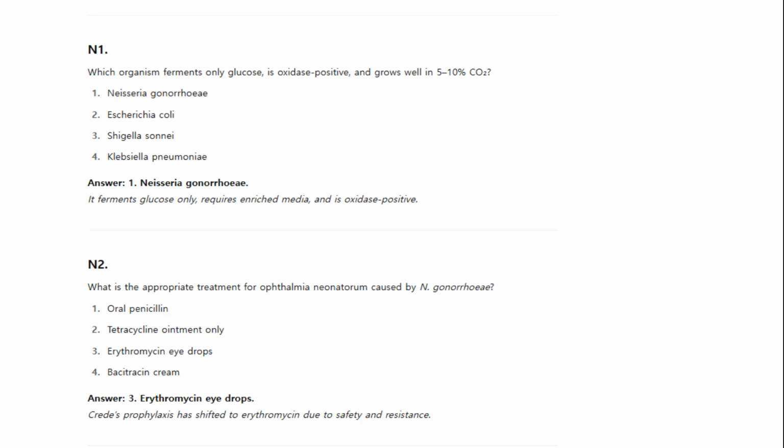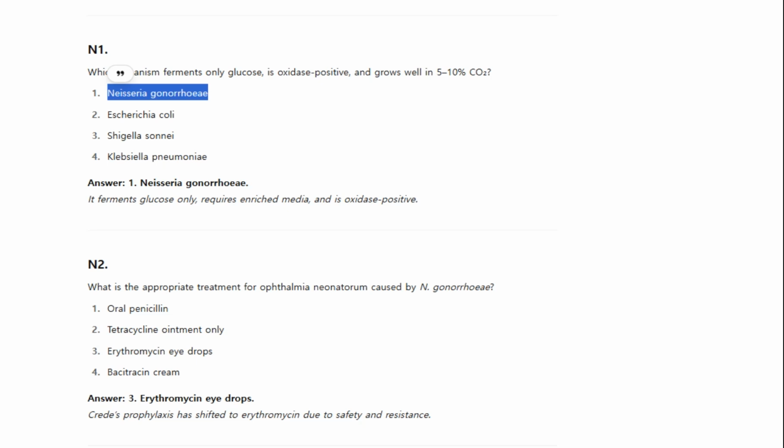1. Which organism ferments only glucose, is oxidase positive, and grows well in 5 to 10% CO2? 1. Neisseria gonorrhoeae. 2. Escherichia coli. 3. Shigella sonnei. 4. Klebsiella pneumoniae. Answer: 1. Neisseria gonorrhoeae. It ferments glucose only, requires enriched media, and is oxidase positive.